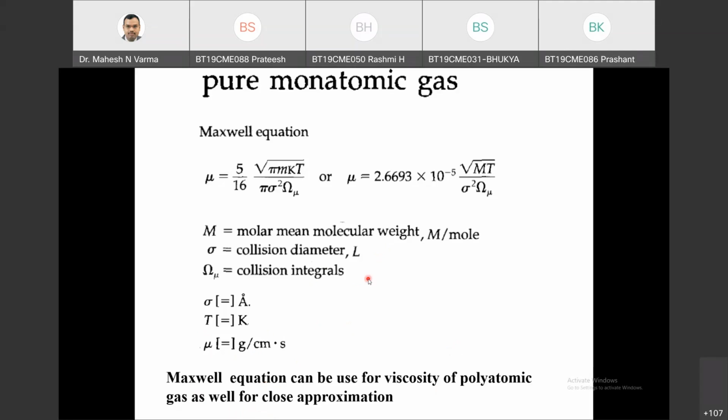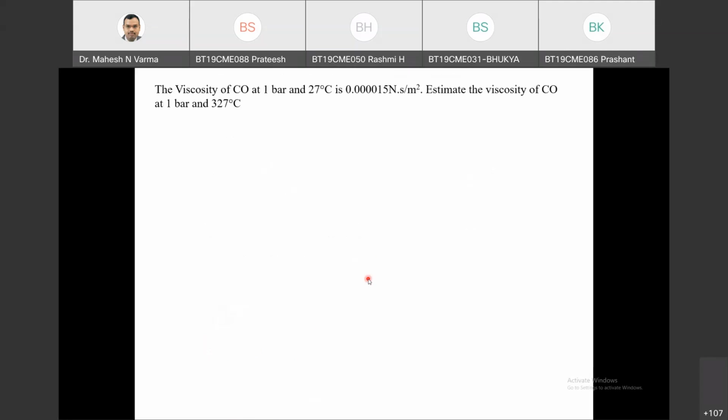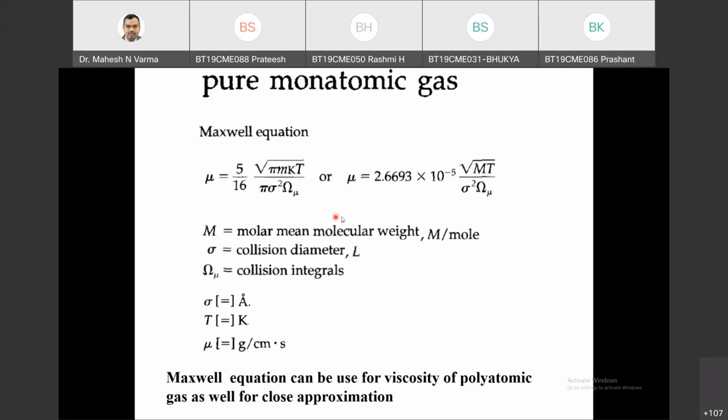So more molecules are there in lesser volume. That time also this Maxwell equation is better. Okay, Maxwell equation is better. So most importantly here, you can say the viscosity of gases is directly proportional to the square root of temperature.